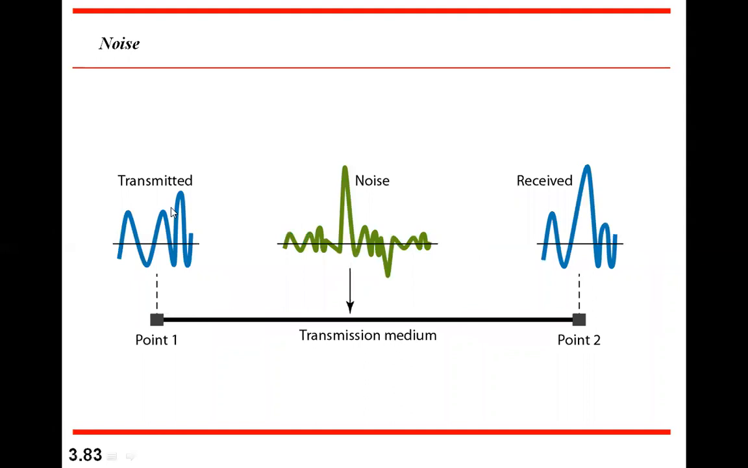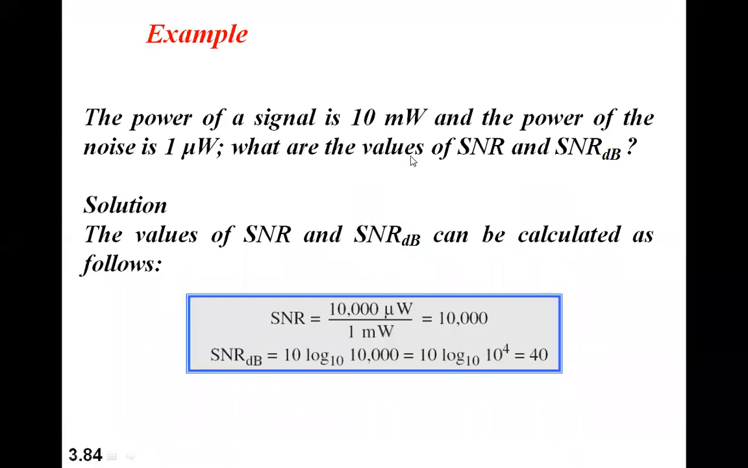Now noise. Noise is an unwanted signal getting added in between somewhere. This noise also sometimes can boost or cause attenuation. Like this. This is called noise. So that means there are three types of impairments: attenuation or amplification, distortion, and noise.